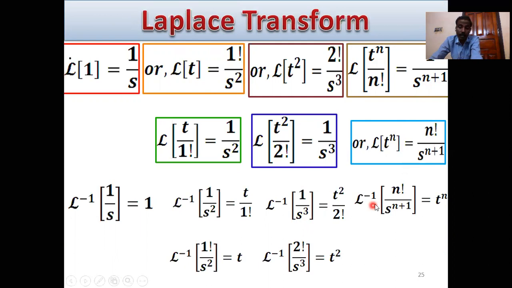Or inverse Laplace transform of this term, factorial n by s to the power n plus 1, equals t to the power n, or inverse Laplace transform of 1 by s to the power n equals t to the power n by factorial n. This is the inverse Laplace transform, frequency domain to time domain conversion.